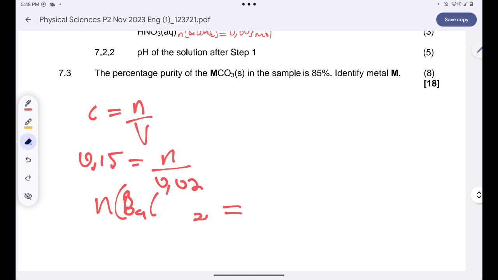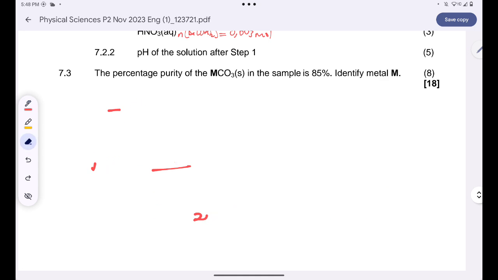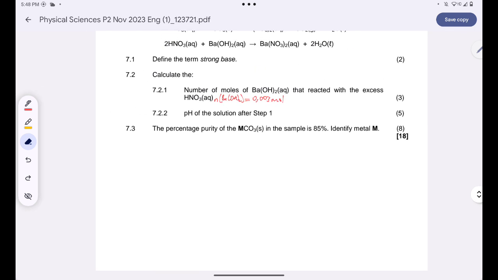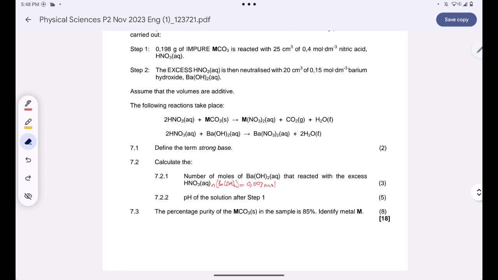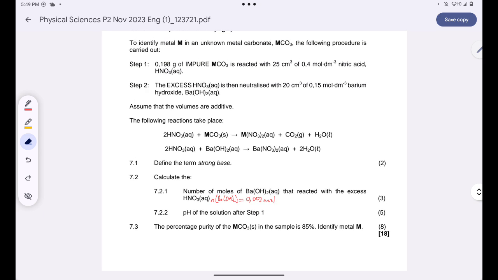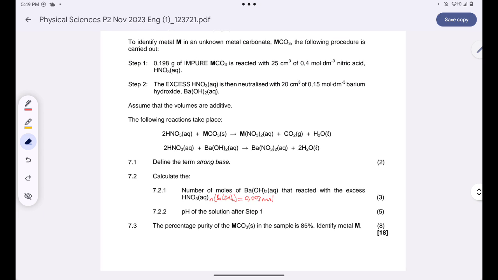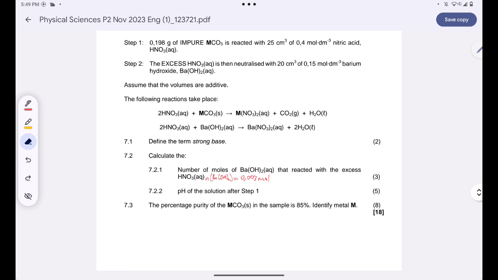Now we are asked to calculate the pH of the solution after step 1. They want us to find the pH of the solution after step 1. That means we must find the number of moles which were in excess in step 1. Are we together? How can we do that? I know that the number of moles that were in excess were completely neutralized by these number of moles.